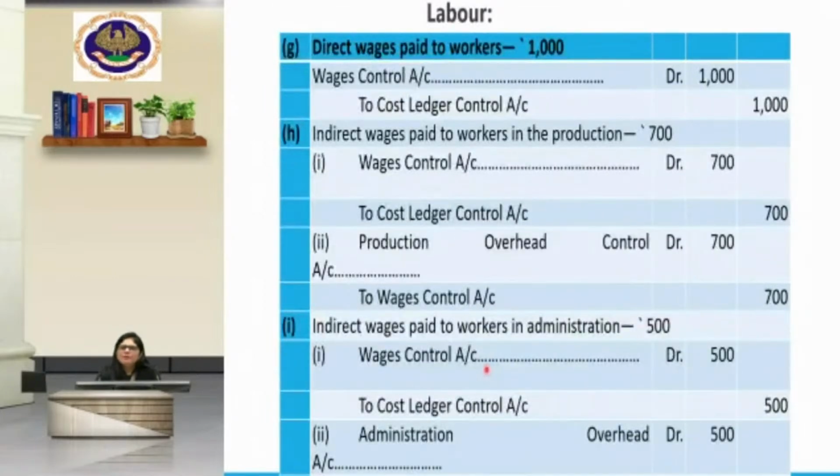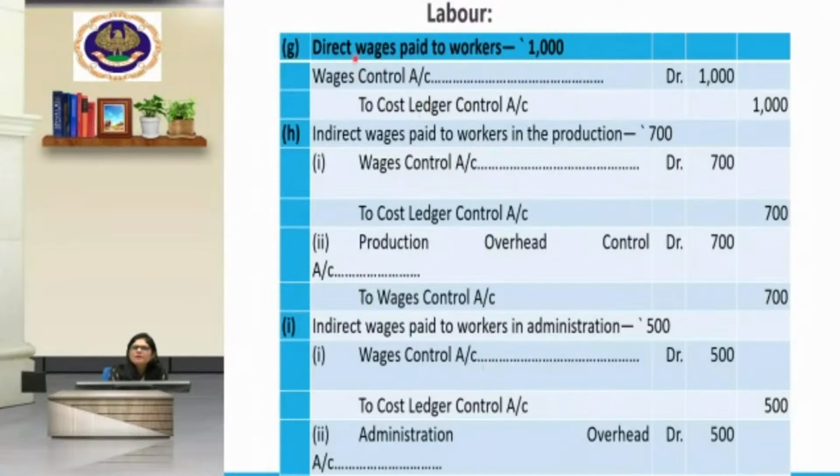Now we are coming to labor wages. When we are paying the wages to workers, we are making the payment, then the cost ledger will come into picture. Whenever the entry is for purchase or payment, the cost ledger will be opened for completing the double entry. So in financial accounts, what entry must we have passed?